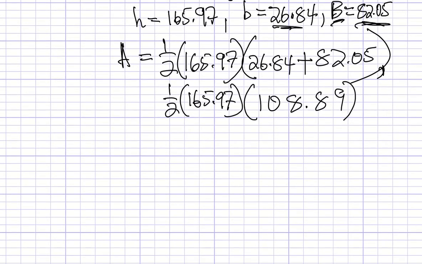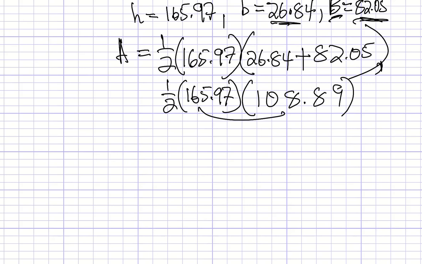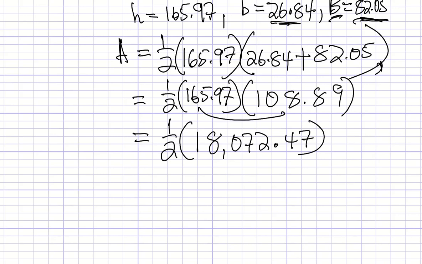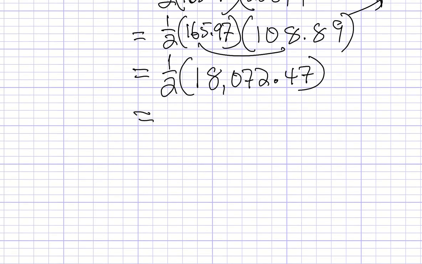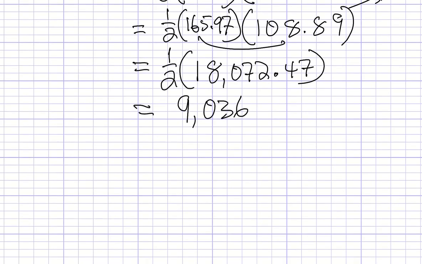So you multiply this and that. You could divide, but let's multiply first. If you multiply those, you get 18,072.47. Then you divide by 2, and you get 9,036.24. I rounded it to 2 decimal places.